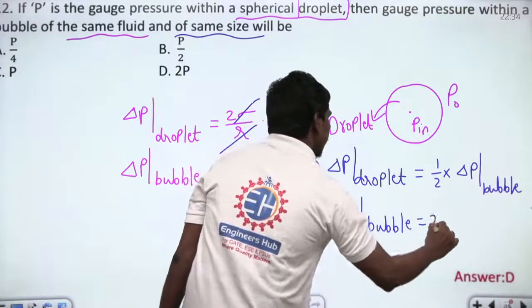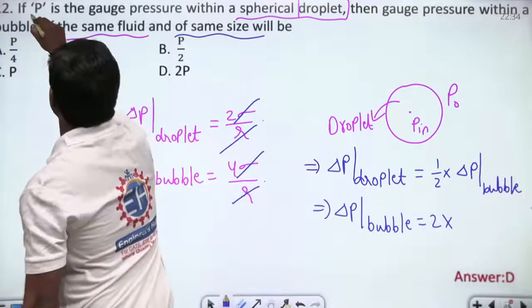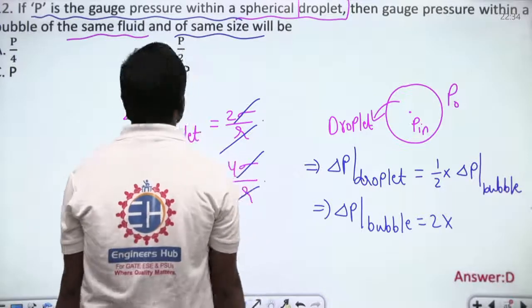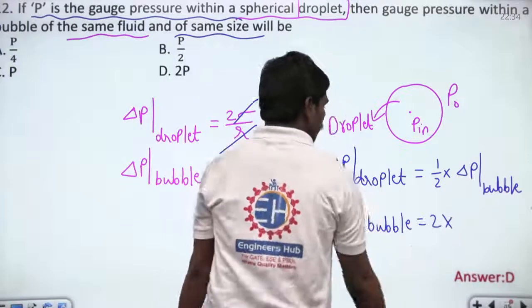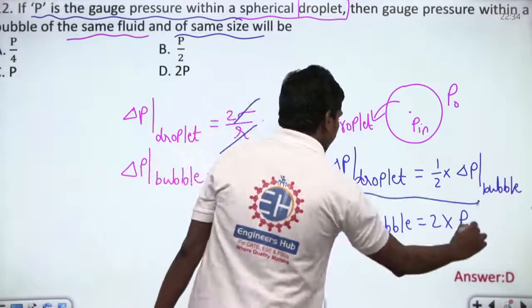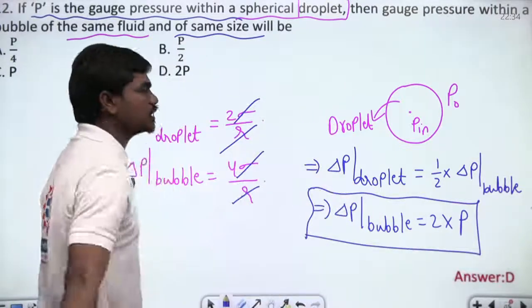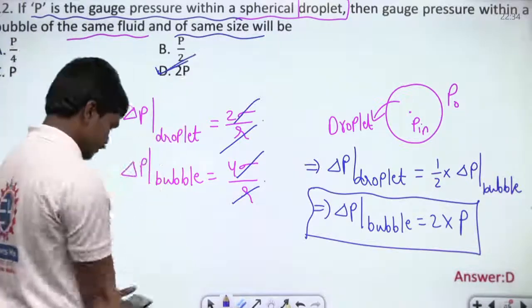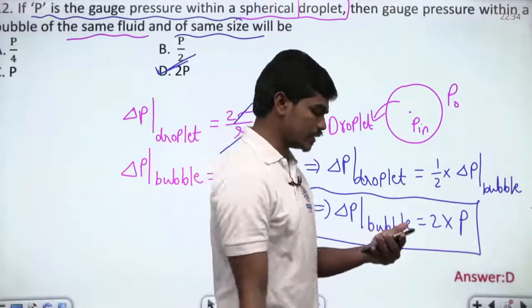So delta P of bubble is nothing but 2 times of delta P of droplet. If P is the gauge pressure within a spherical droplet, so P is the difference in case of a droplet, then 2 times of P will be the difference in case of a bubble. So the gauge pressure difference within the bubble will be 2 times of P, which you can see here in option D. Yes, D is the correct answer in this case.